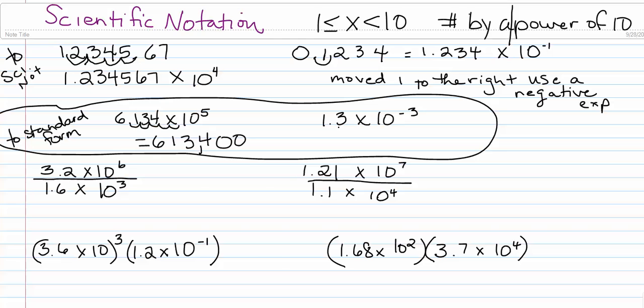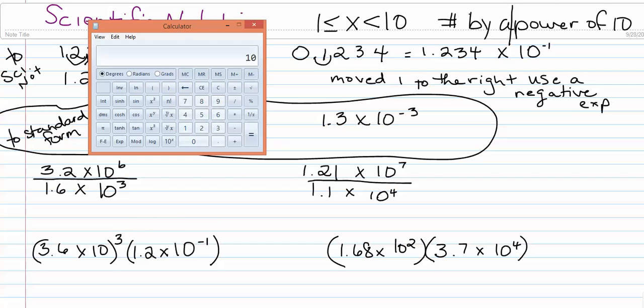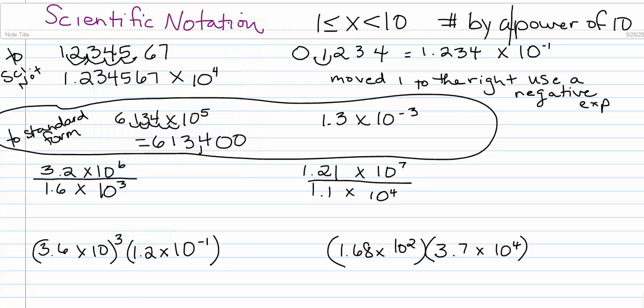In the next example, I'm taking 1.3, again a number between 1 and 10, and multiplying it by some power of 10. Since the power of 10 is negative, that's a very small number: 10 to the negative 3rd power is 0.001, or one 1,000th. So I'm multiplying a number bigger than 1 by a very small number, so our number is going to get smaller.